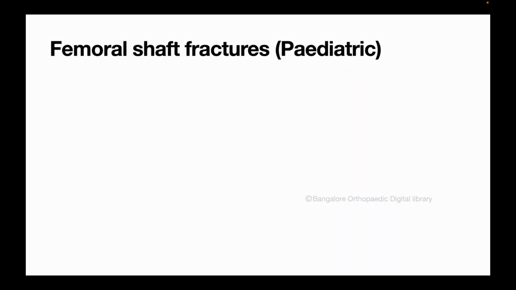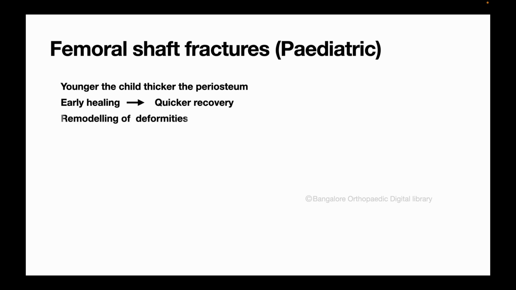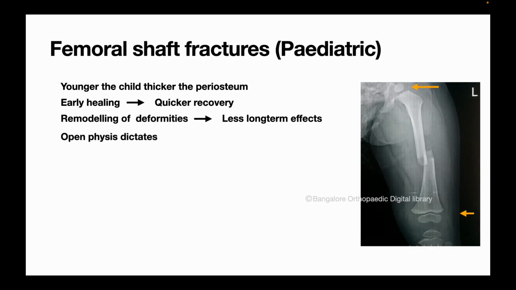Pediatric femoral shaft fractures differ from the adult fractures in many ways. The thick periosteum limits the displacement and helps in early healing and quicker recovery. Deformities, including shortening and angulation, are well remodeled, leading to good long-term results. However, the open physis poses unique challenges in surgical fixation. For children, especially under the age of 1 year, it's important to be aware of the possibility of an intentional injury.